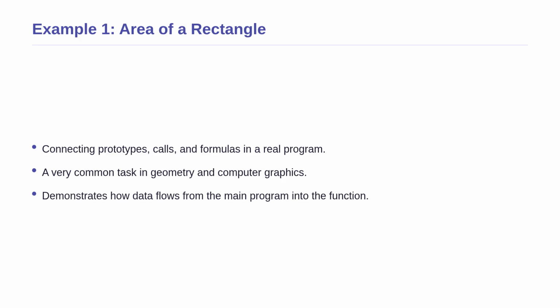Now that we understand these features, let us see this with a concrete example. We need to write a program that calculates the area of a rectangular plot of land using a custom function. This is a very common task in geometry and computer graphics. By breaking this down, we will see exactly how the prototype, the function call, and the mathematical formula all connect together, and how data flows seamlessly from the main program into the function.